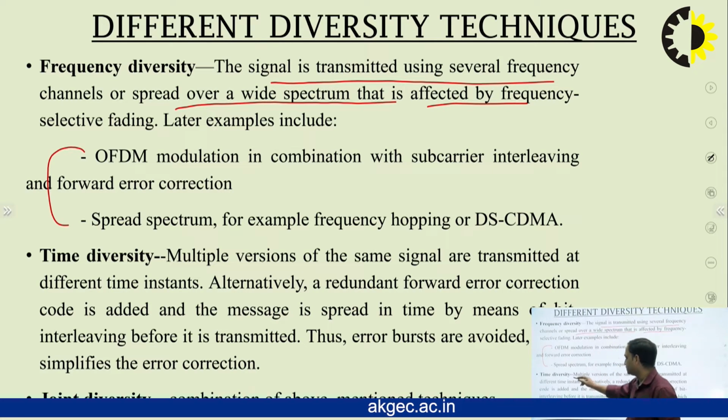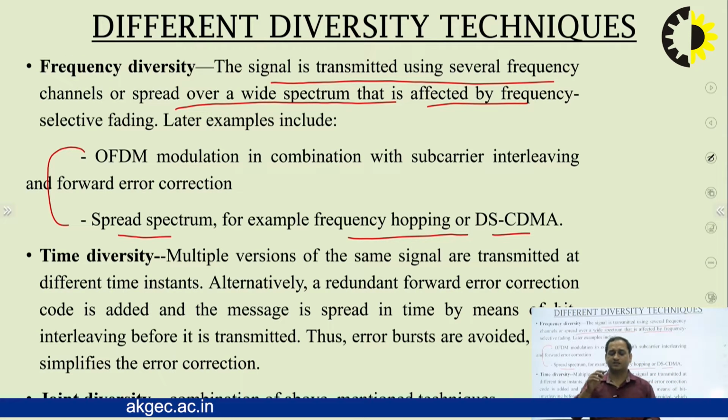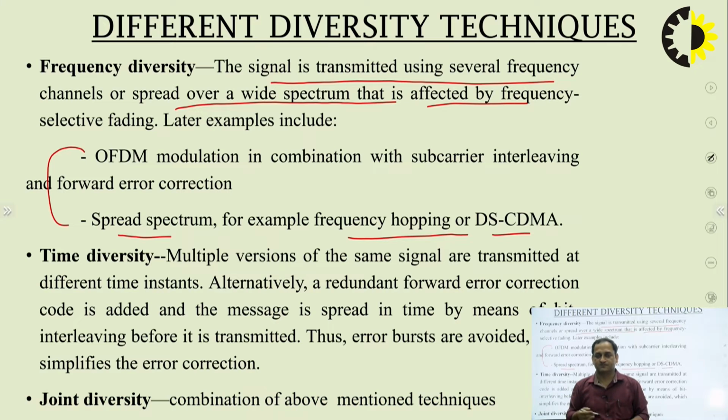The next example is spread spectrum, where we use frequency hopping or DSS. In frequency hopping, we are aware that there is a hop or jump of the signal from one frequency to another frequency at different times. At different times, these frequencies are used to modulate the signal at different time instances.